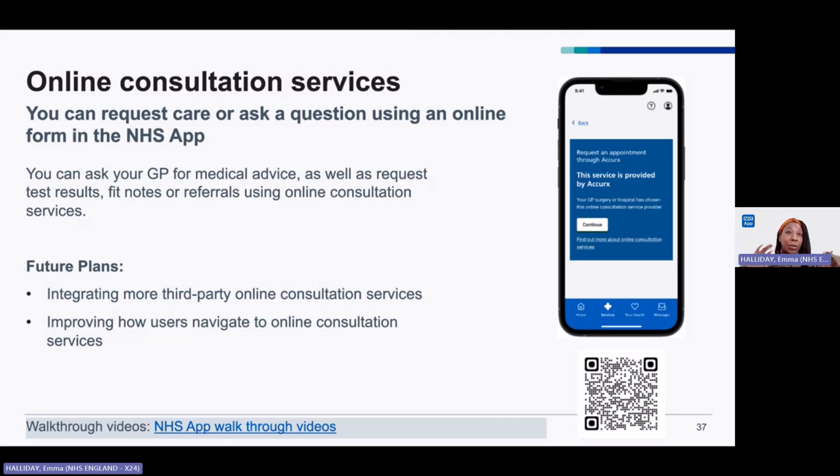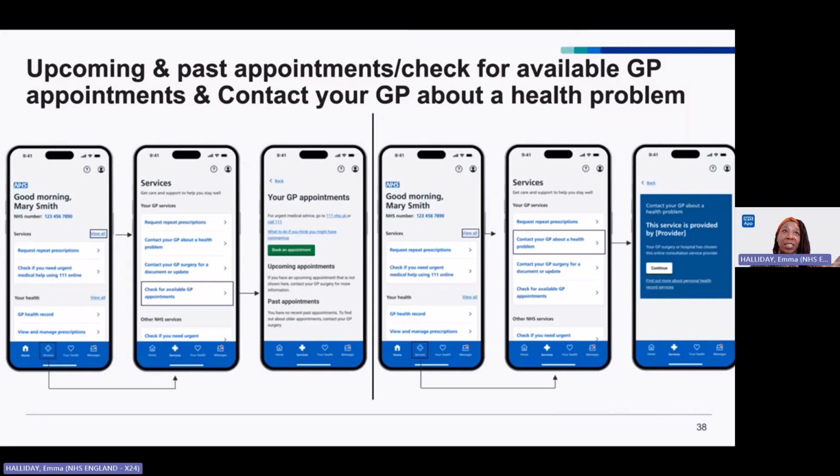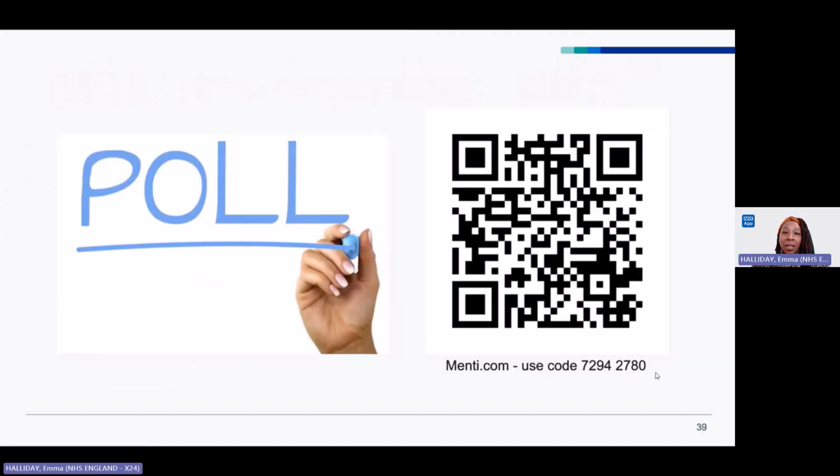As I mentioned, there is a team working on the online consultations and the appointments and trying to make it a little bit more seamless, because it can be a little bit confusing. On this slide you'll see on the left-hand side the appointments, and on the right-hand side the online consultations, slides that you can have a look at.